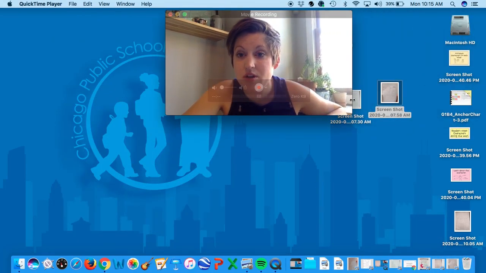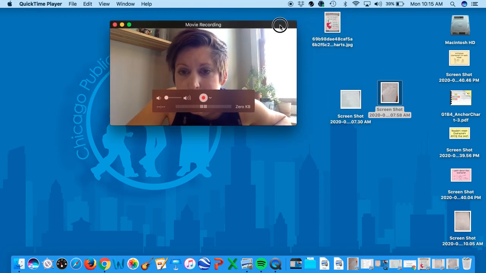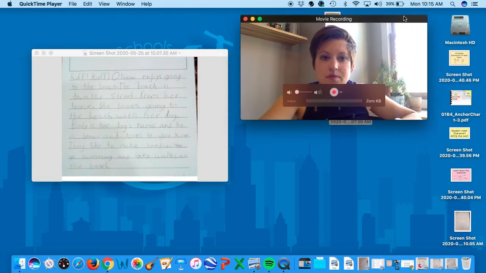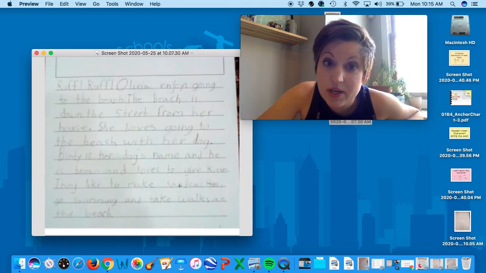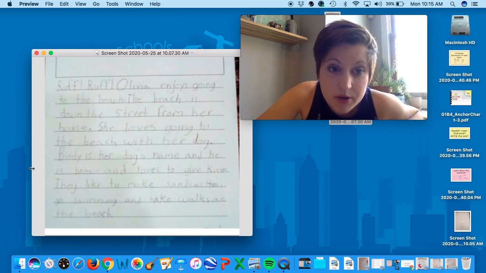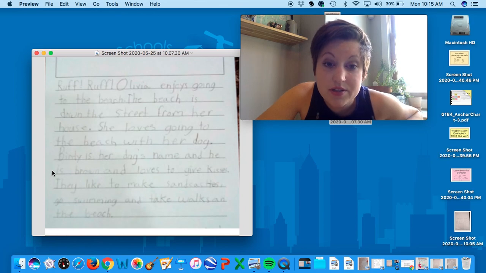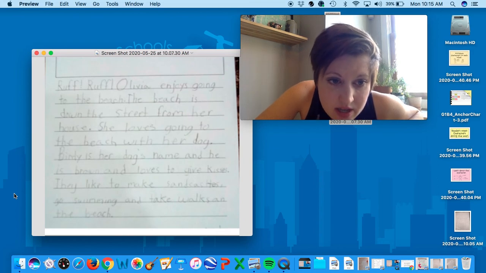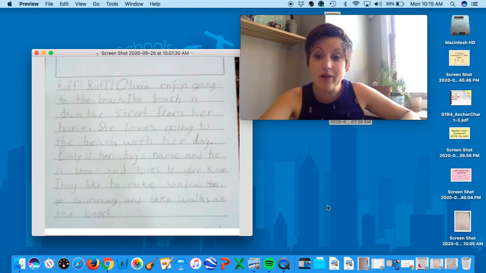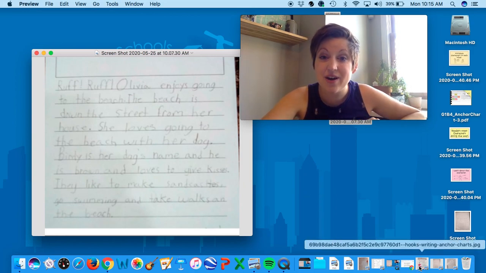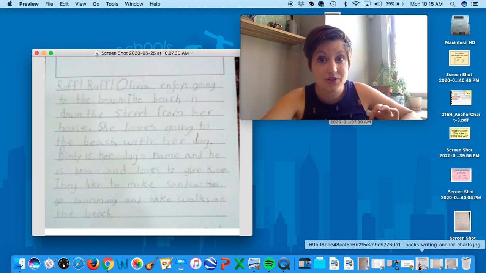Our last one we're going to take a look at is Bella's. On Bella's, it says, ruff, ruff. Olivia enjoys going to the beach. The beach is down the street from her house. She loves going to the beach with her dog. Birdie is her dog's name, and he is brown and loves to give kisses. They like to make sand castles and go swimming and take walks on the beach. So again, our friend Bella decided to hook the reader by using sounds and then describing what the characters like to do and where they are in clear detail.